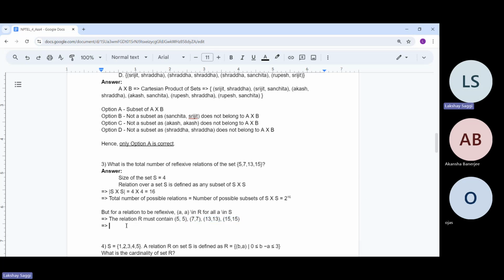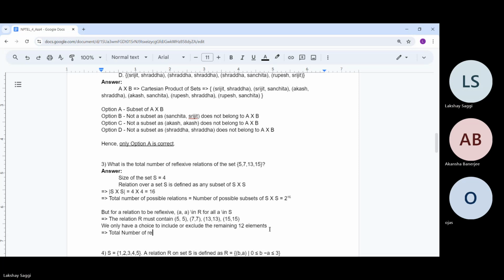So what this means is that we only have a choice to include or exclude the remaining 12 elements. And what does this imply? The total number of reflexive relations will be equal to 2 to the power 12. And this will be the answer.